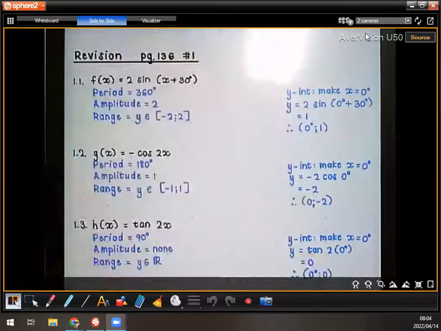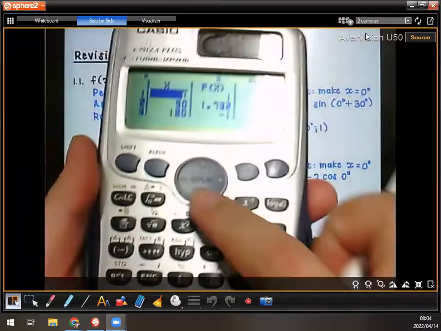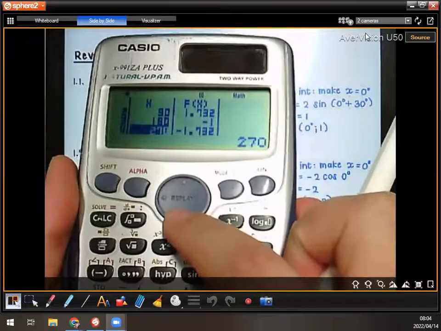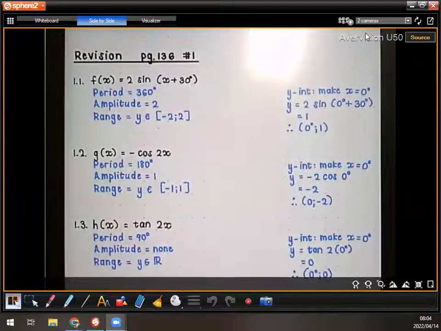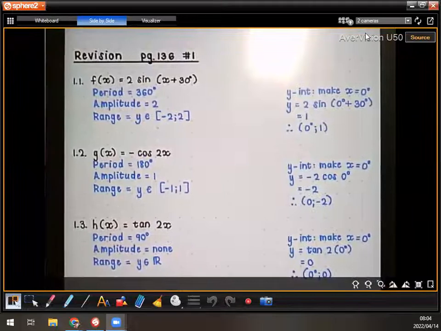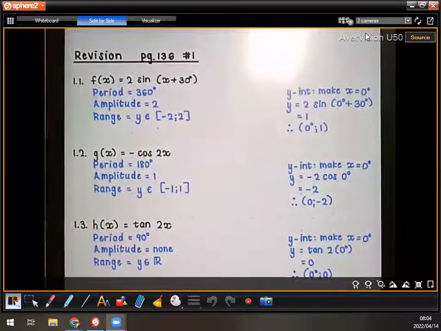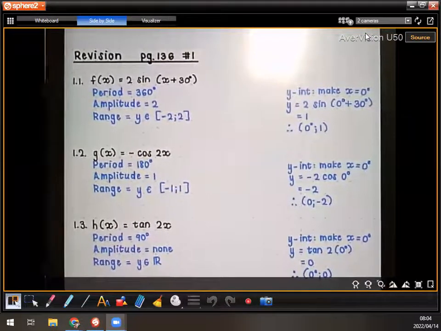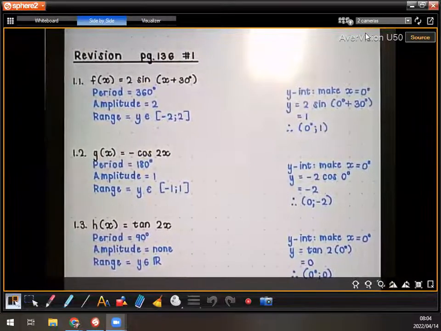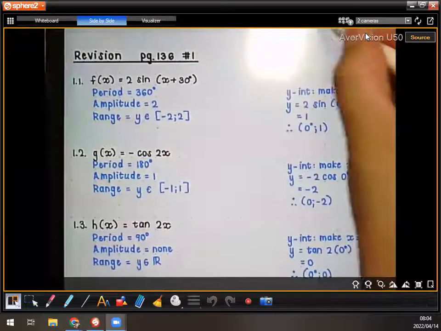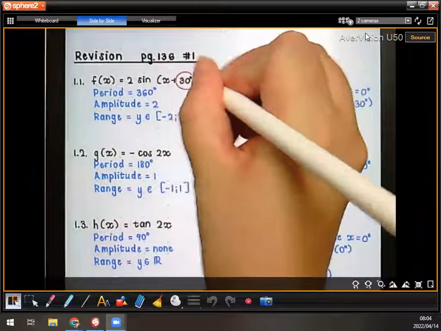And there we are, getting... oh, it didn't actually work for this one. I don't know why it didn't work for this one. Okay, guys, the reason why it didn't work for this one, sorry, is because of this x + 30. There's a 30 degrees here.